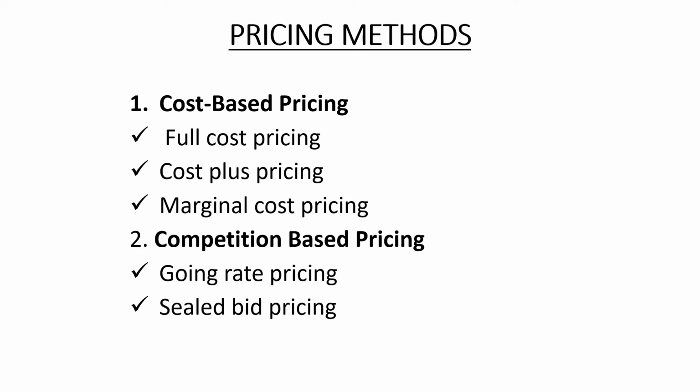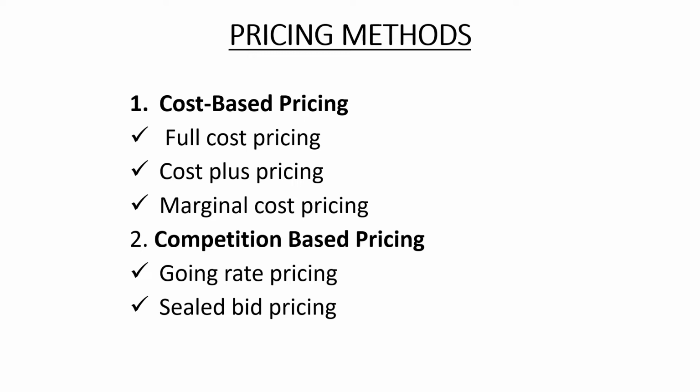We have four different pricing methods: cost based pricing method, competition based pricing method, demand based pricing method, and strategy based pricing method. The first one is cost based pricing method. Under this pricing method you have three different types of pricing, that is full cost pricing, cost plus pricing, and marginal cost pricing.